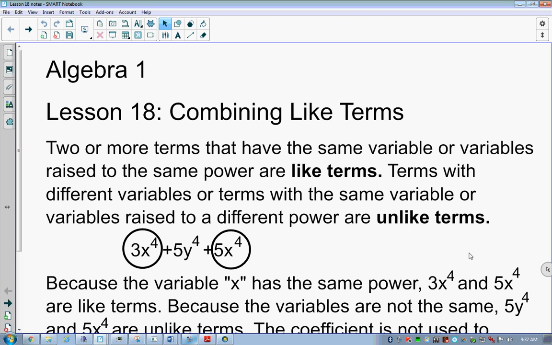Probably chew up whatever time we have teaching this. This is Algebra 1, Lesson 18, Combining Like Terms. And I think we've talked about this. I think you guys probably already know this. Are you guys familiar with combining like terms? Okay, the biggest deal here is that the coefficient doesn't matter, but the variable and its exponents do matter.